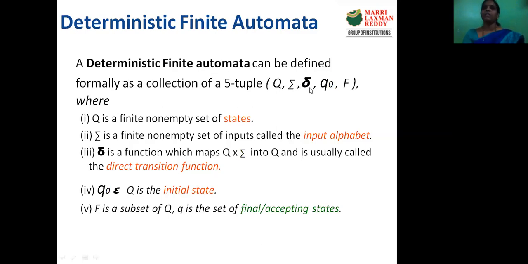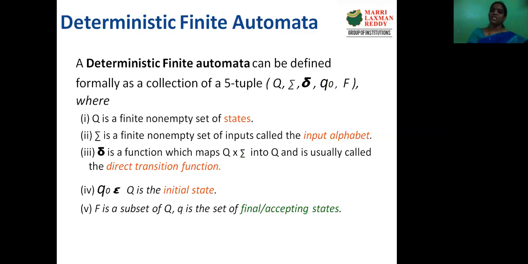And now how it is processed is, delta is defined as: on an input state belonging to Q, mapping onto an input symbol, it produces an output state which is also available in Q, that is the set of states, and this is known as the direct transition function. That means Q on sigma, that is input state on input alphabet, directly produces an output state, where this is a one-to-one mapping.